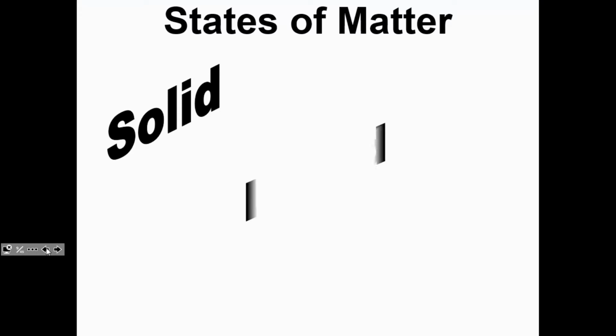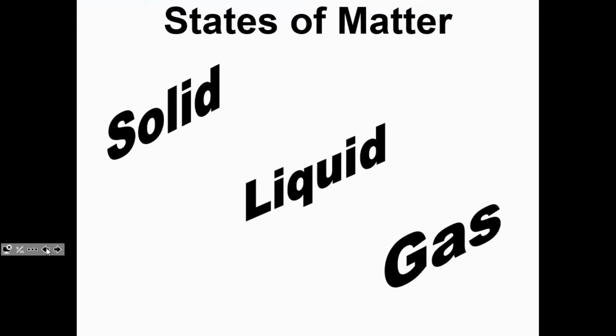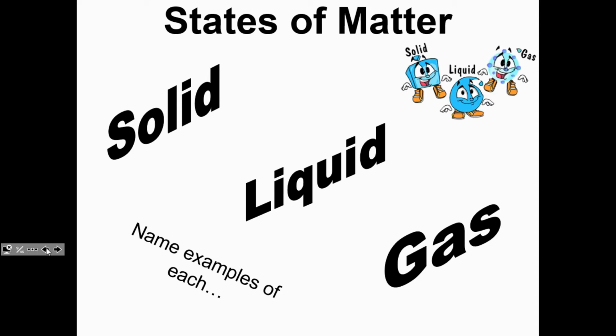We have three states of matter, the first being solid, and liquid and gas, and some may even throw in plasma, but we're not going to cover that here. See if we can name an example of each. Solid, you may think of rocks, desks, tables, humans. Liquids, you might think of water, orange juice, milk. In gas, you may think of oxygen, nitrogen, methane. There are several examples of each.